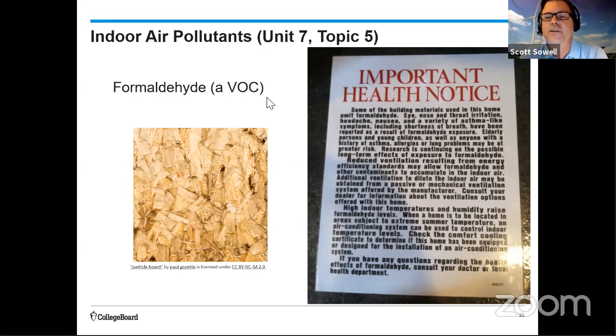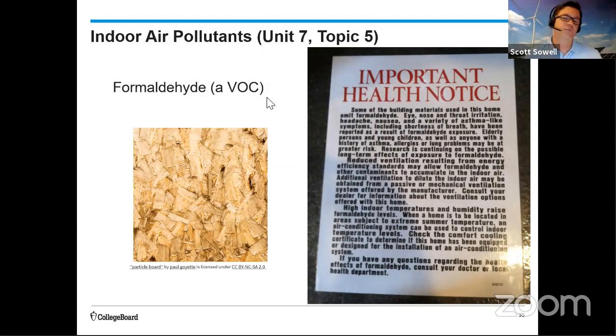Some of the building materials used in this home emit formaldehyde. Eyes, nose, and throat irritation, headache, nausea, and a variety of asthma-like symptoms, including shortness of breath, have been reported as a result of formaldehyde exposure. Elderly persons and young children, as well as anyone with a history of asthma, allergies, or lung problems, may be at greater risk. Research is continuing on the possible long-term effects of exposure to formaldehyde.